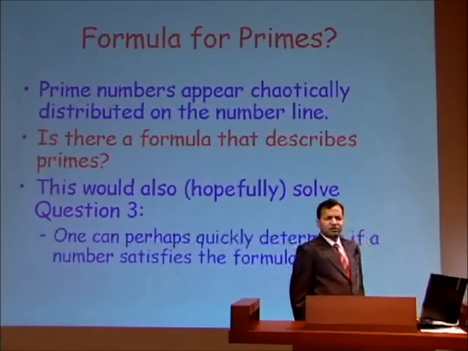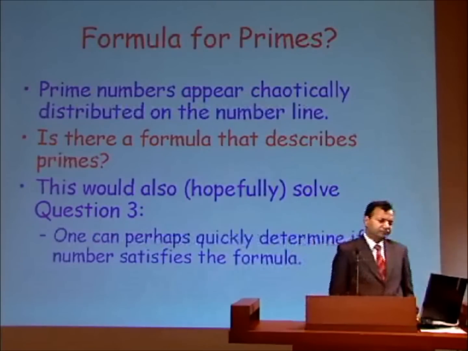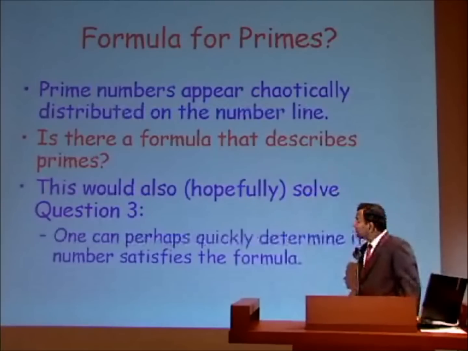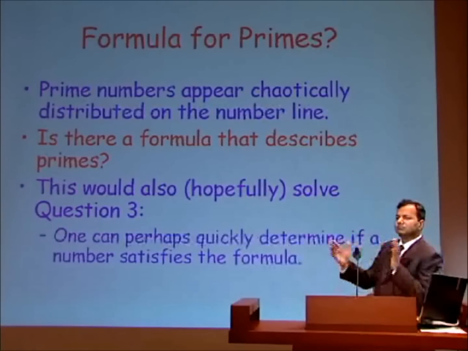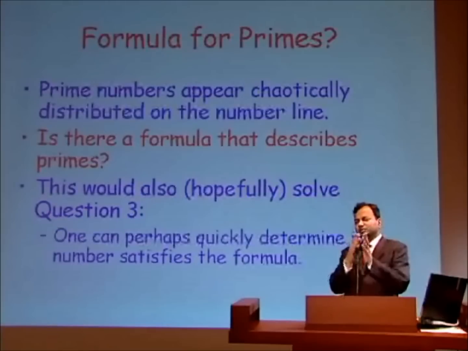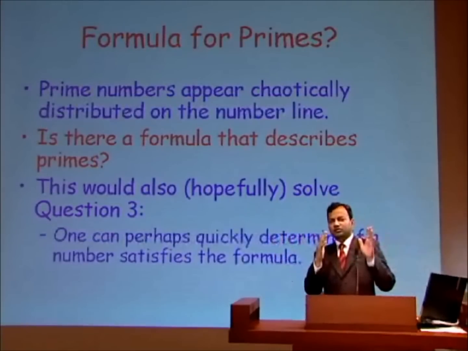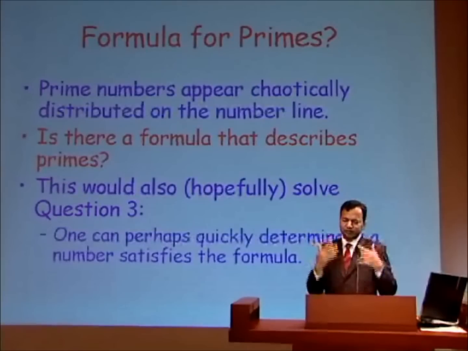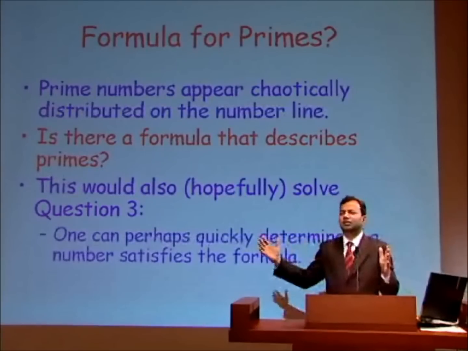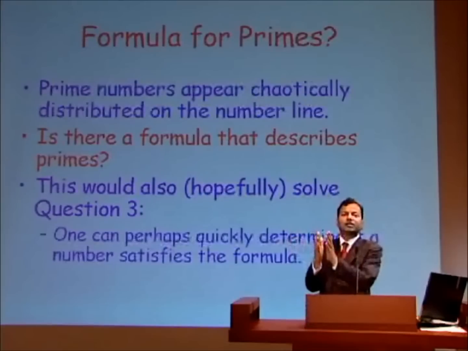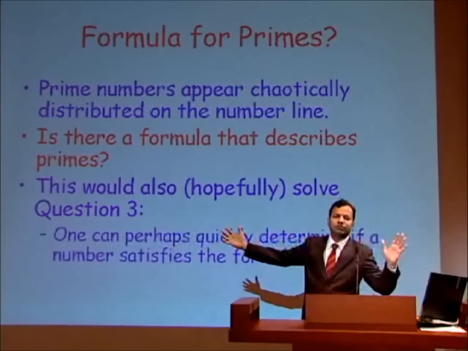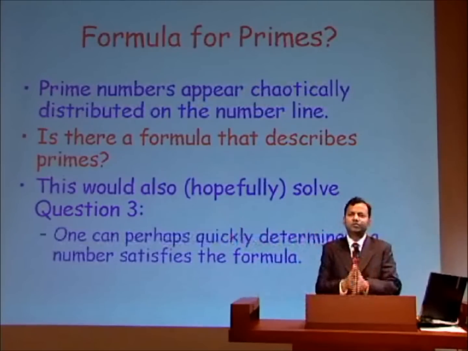So what about a formula for primes? If you just look at their occurrence on the number line, at first glance they appear very chaotically distributed. Sometimes they occur very close to each other, sometimes they occur very far from each other. There is no clear pattern amongst them.